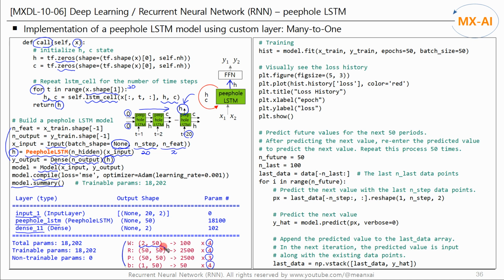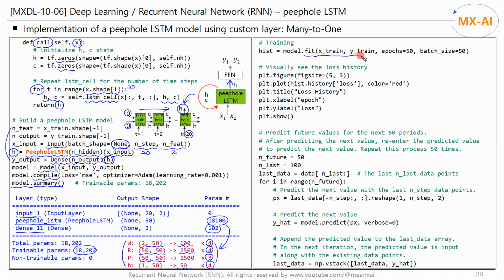Each W is a 2x50 matrix, so it has 100 elements. Each R is a 50x50 matrix, so it has 2,500 elements. Each P is also a 50x50 matrix. And each gate has 50 biases. So the recurrent layer contains 80,100 parameters, which is the sum of the number of these elements. The output layer contains 102 parameters in W and B matrices. Therefore, this model contains a total of 18202 trainable parameters.